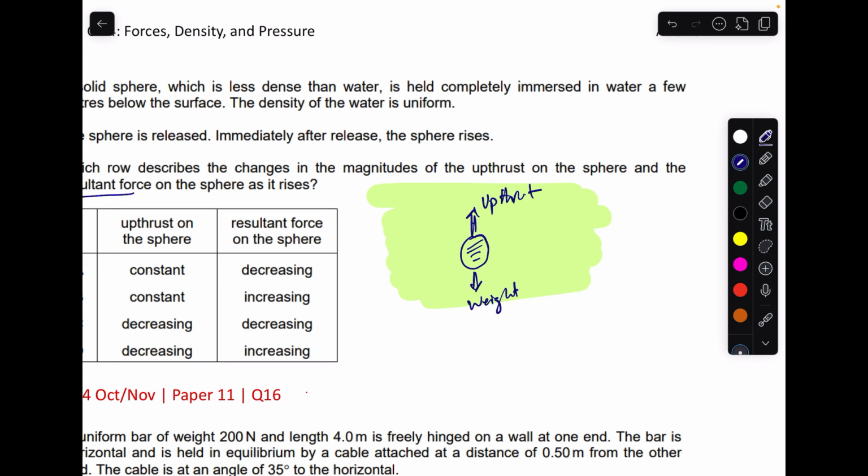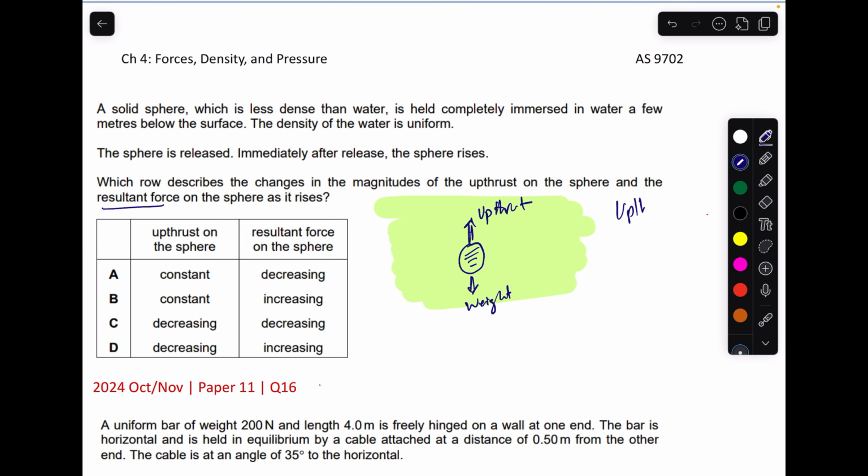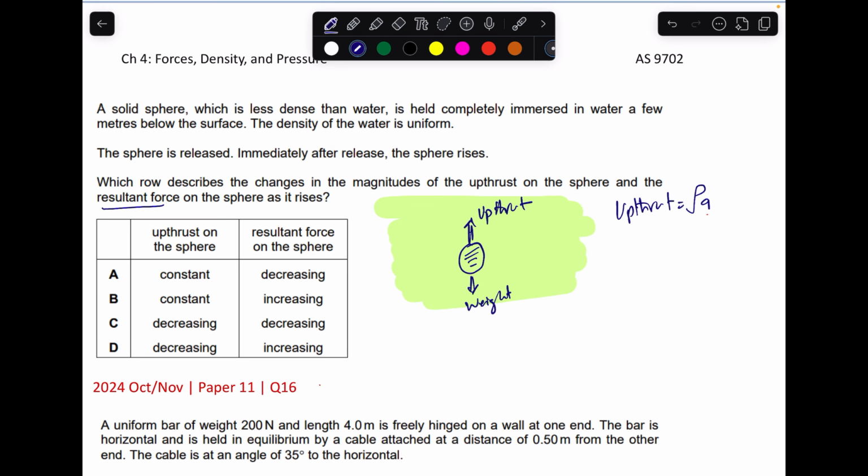The upthrust force, we know, depends on density, gravitational field strength, and the volume. As all of these things are constant, upthrust remains constant. So we have to choose between A and B. Let's discuss the resultant force. When it starts moving up, it will speed up. When it speeds up, there will be a drag force on it that will be increasing. Drag force acts opposite to the motion. That will keep on increasing as it speeds up.